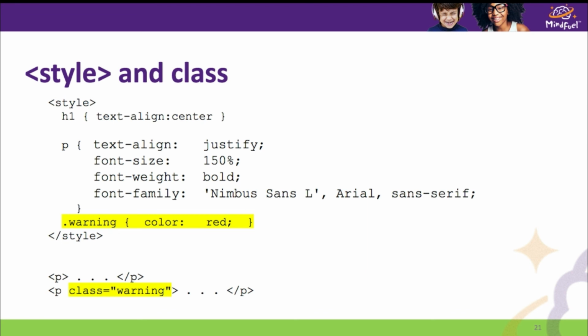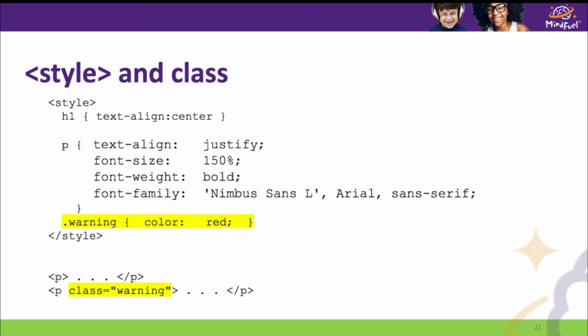Then, in the body section, in the second paragraph tag, or any paragraph or other tag you want, I add a class equals warning attribute, which makes that particular text red and stand out. Later, if I want to change the way warnings are displayed, it is simple to change them all in this one place. For example, I can change or add to the statement. Let's say I want to put a border around every warning.